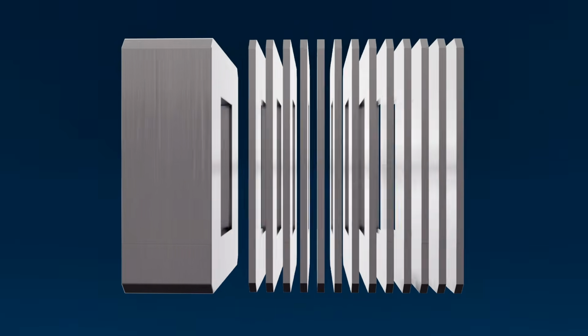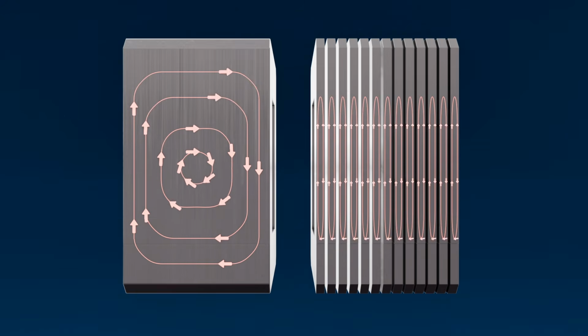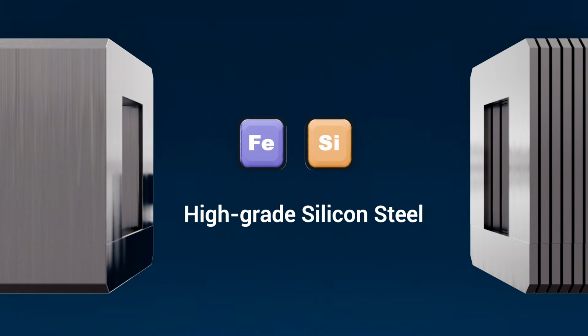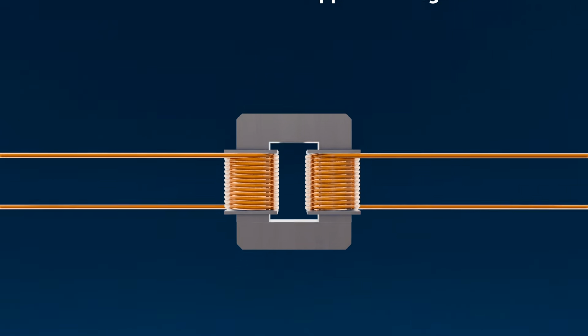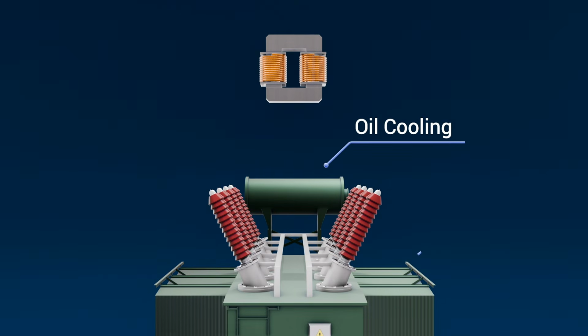Engineers work hard to minimize these effects. They use laminated cores to cut down eddy currents, high-grade silicon steel to reduce hysteresis, and low-resistance copper windings to limit I²R heating. For large units, oil cooling and radiators help carry away excess heat, keeping efficiency high.